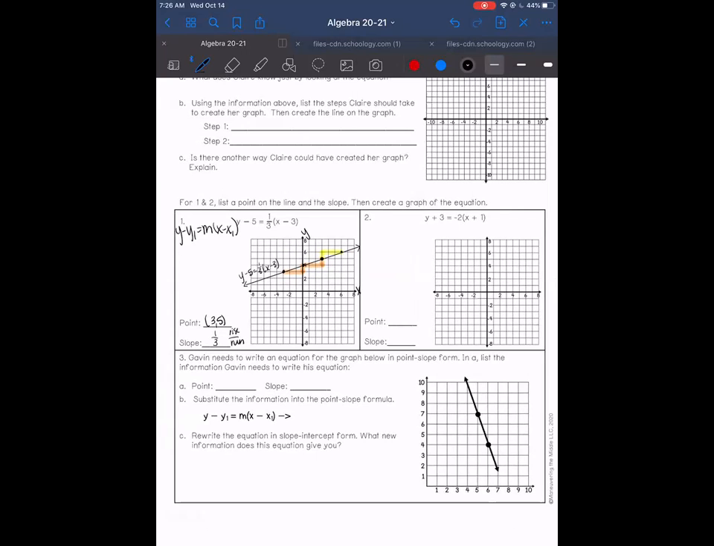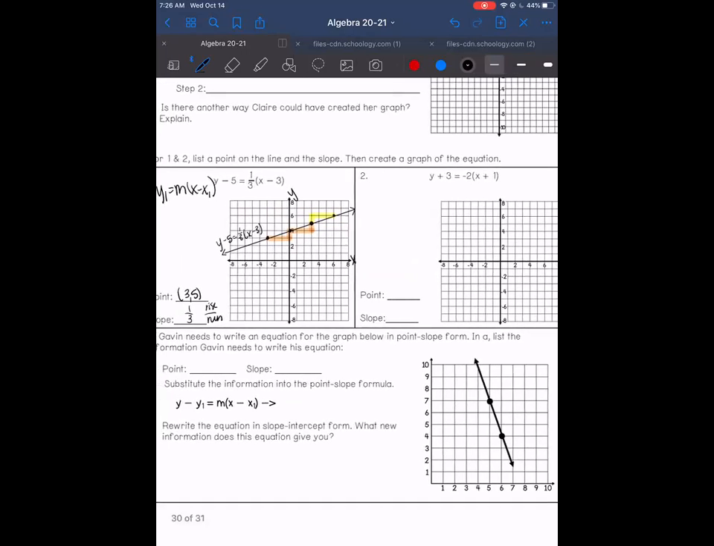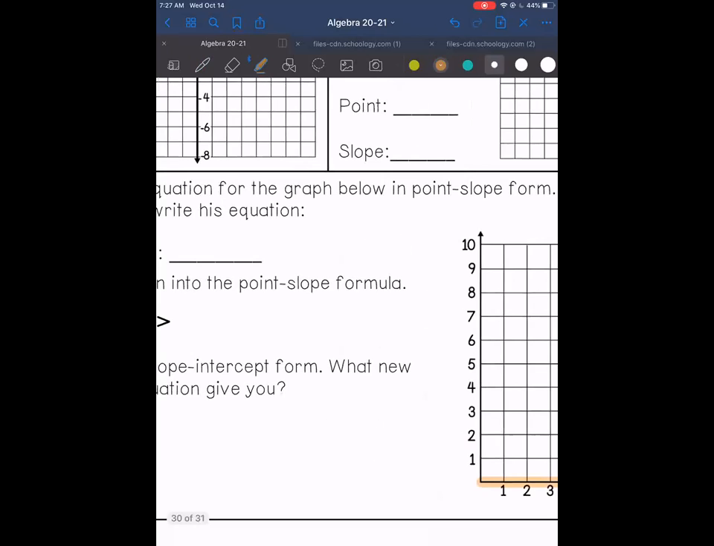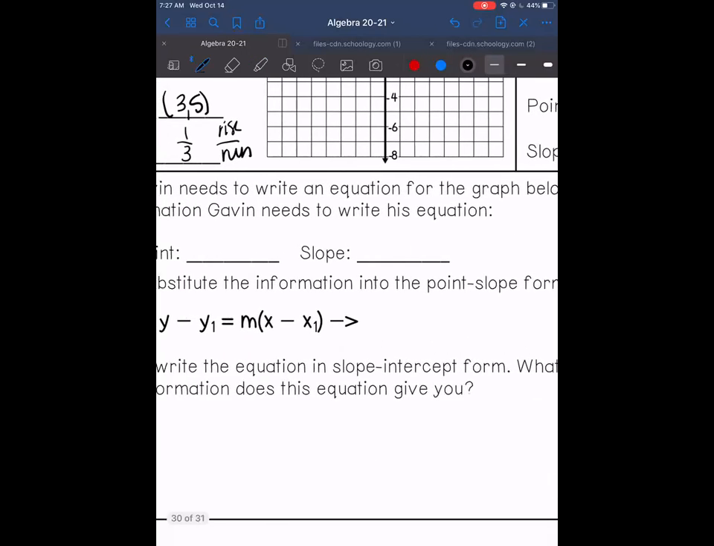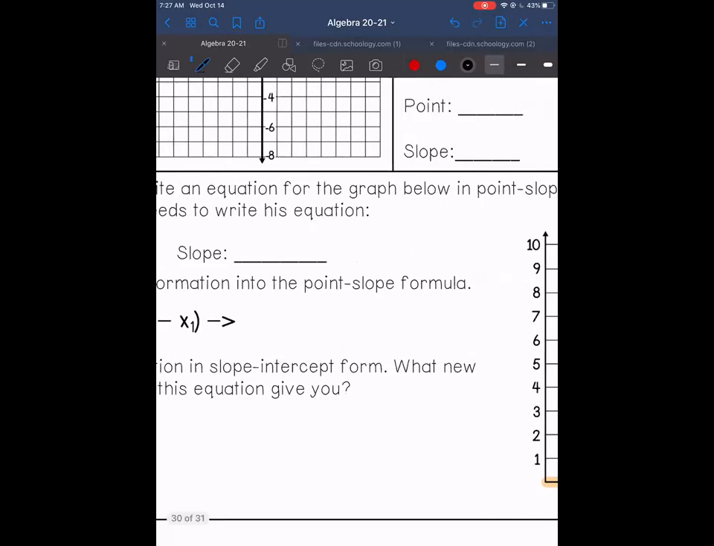Or if we want to go from the graph to point slope form, we're going to look at this. I'm going to look at my first point. I'm going to find my first point by what is my x, what is my y value. So I went over 5 and up to 7 to get that first point. So that means my ordered pair is 5, 7. So let's find our slope.